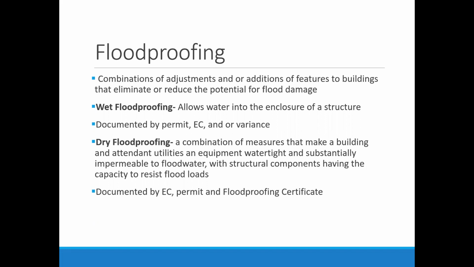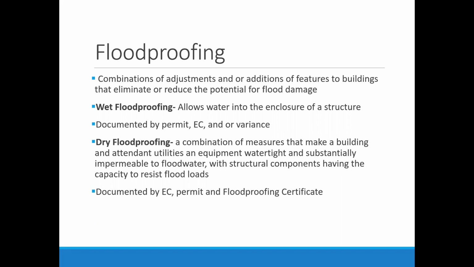I wanted to spend some time talking about floodproofing and the two different types and how they're done and how they're applied in floodplain management. FEMA defines floodproofing as a combination of adjustments or additions of features to buildings that eliminate or reduce the potential for flood damage. Usually we're referring to either wet or dry floodproofing. In some of the resources I'll be talking about today, there is guidance on mixing these two approaches between wet and dry. If you want to know more about floodproofing and all of the details of that, definitely check out some of the publications I'll be talking about.